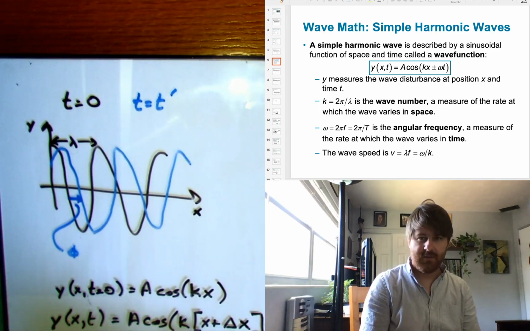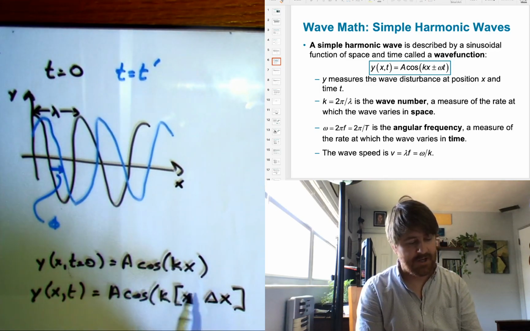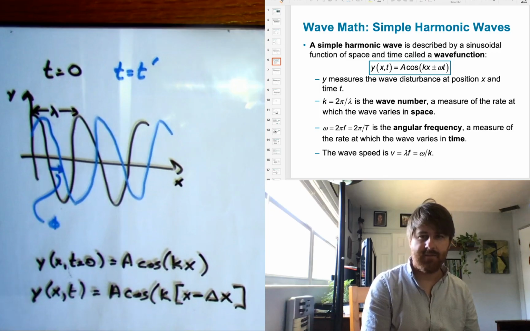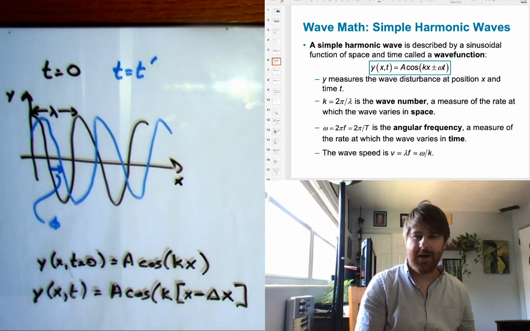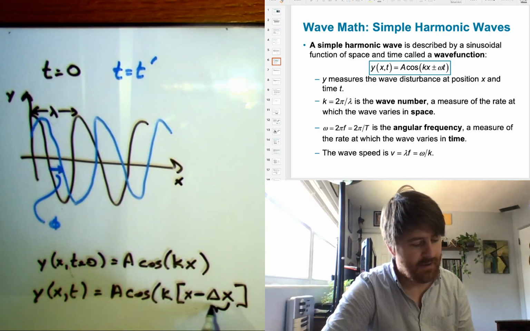If I want to shift it to the right, then this has to be a minus sign. If I wanted to shift it to the left, it would be a plus sign, right? Just from what you know about algebra and shifting functions. Okay, so what is delta x now?